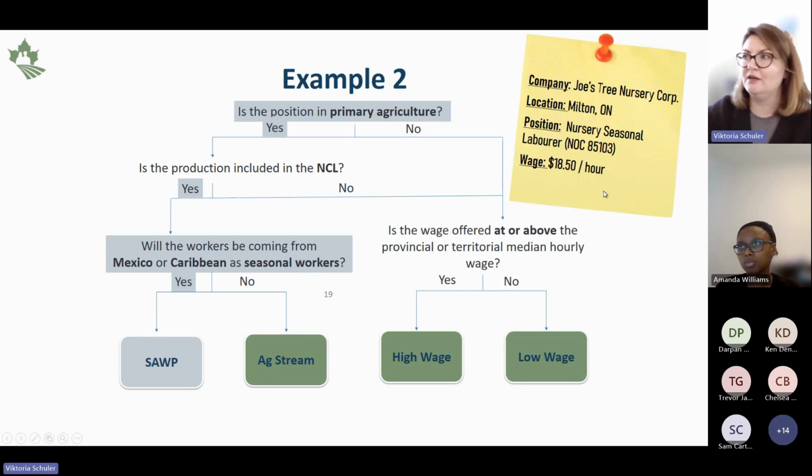Because they couldn't find anyone, they're paying $18.50 per hour. And this is the job on the nursery, so it is primary agriculture. They're doing trees, which is included in the national commodity list. They would like to hire someone from Mexico or the Caribbean because their neighbor has Mexicans and they seem to be quite happy. So they will go with the Seasonal Agricultural Worker Program.